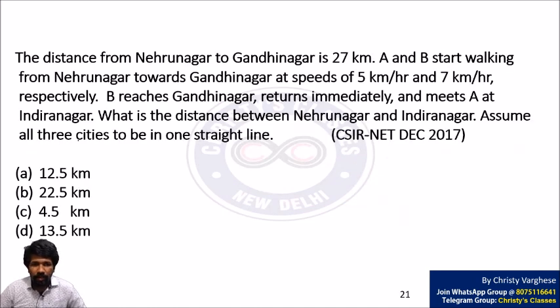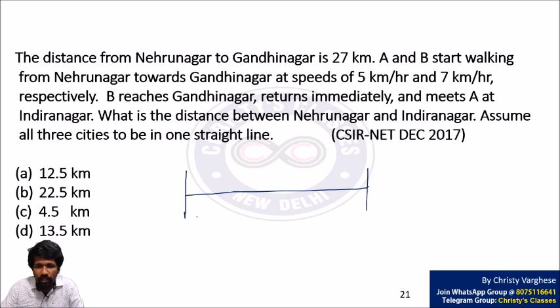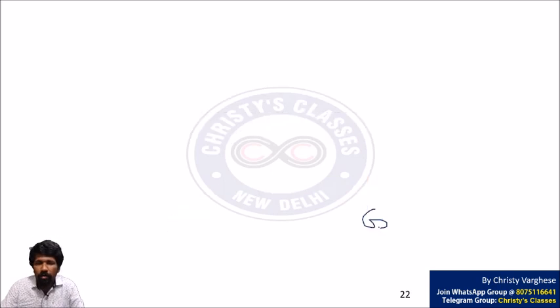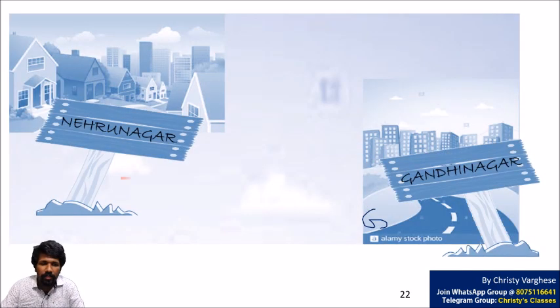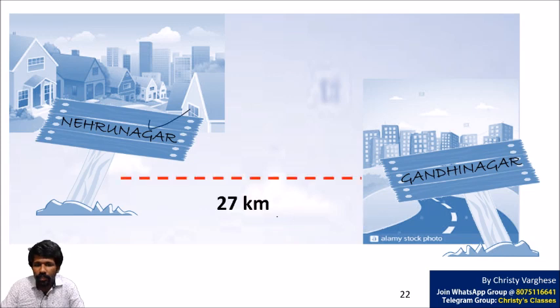Let's try another question where moving locomotives are not there, people are moving. The distance from Nehru Nagar to Gandhi Nagar is 27 km. So this is Nehru Nagar, this is Gandhi Nagar, you can assume. Or look at this picture. There is Nehru Nagar, there is Gandhi Nagar. They are 27 km apart.